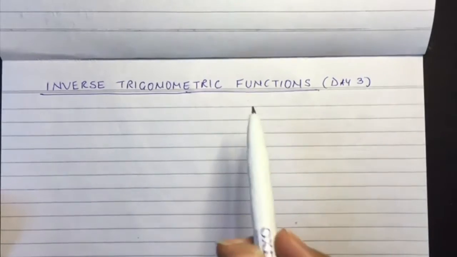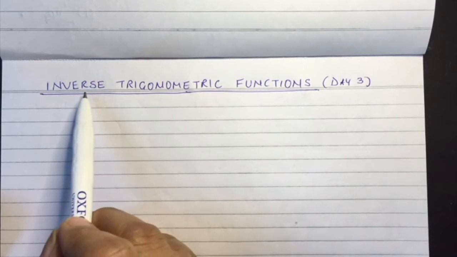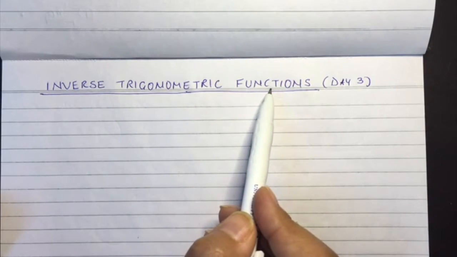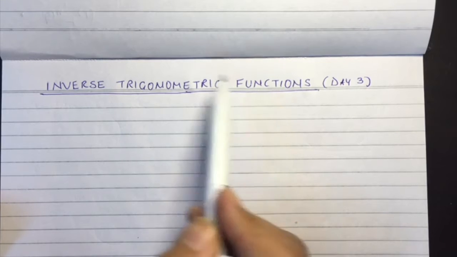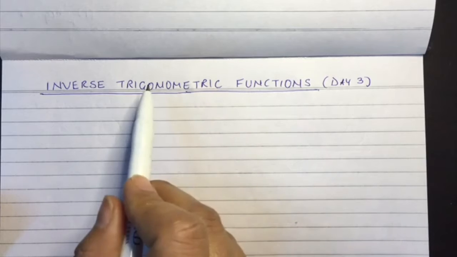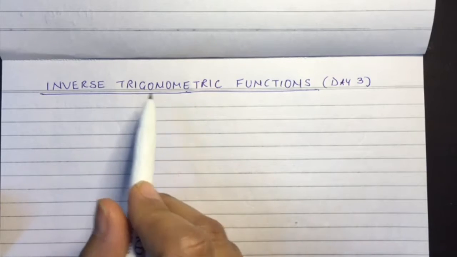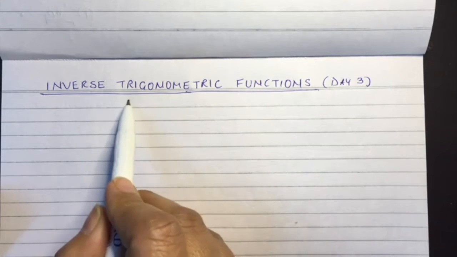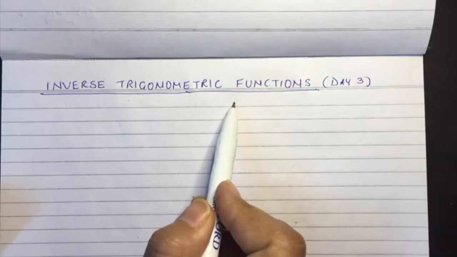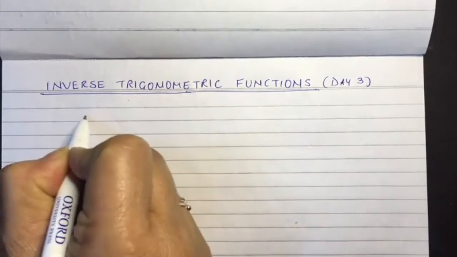Good morning, boys. Today we are going to do some properties of the inverse trigonometric functions. By now you are all aware of the principal domains of sine inverse, cosine inverse, tan inverse, cot inverse, sec inverse, and cosec inverse. As we have already seen, they form two groups.